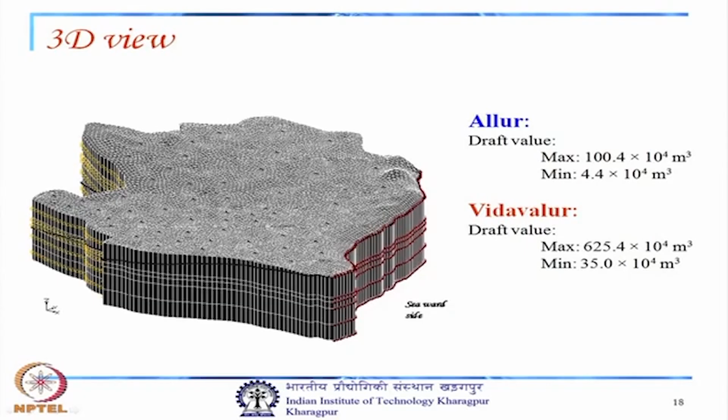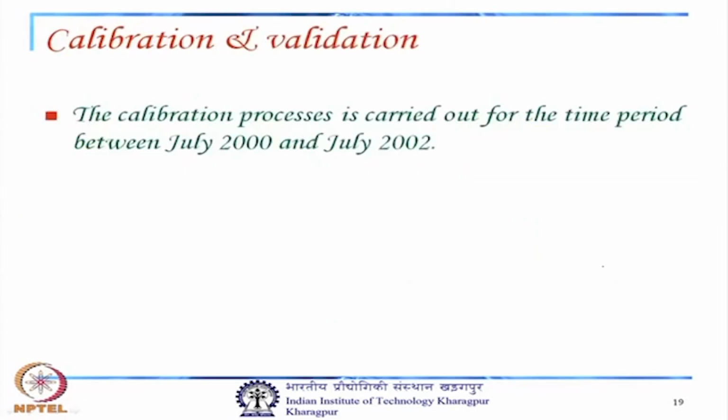and this is with finite element mesh, and you can see that for draft values, the maximum draft value assigned for a particular well is this much, and minimum is this much, and in case of Vidyavalur it has been found that drafts are very high. So, you have increased the draft based on the population and other data.